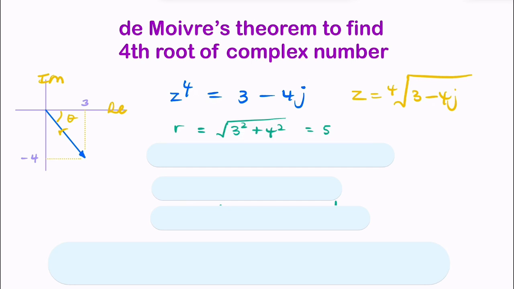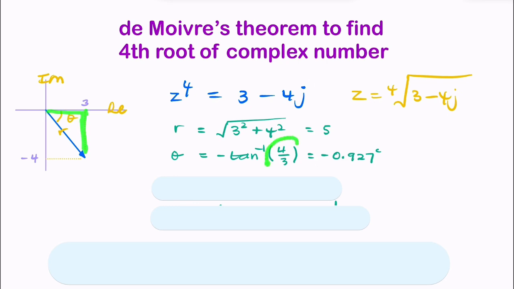So to find r, it would simply be the real squared plus the imaginary squared under a square root, so that's 5. And to find theta, it would be the inverse tangent of the imaginary divided by the real. And the negative sign there is because this angle is actually a clockwise angle from the real axis, whereas in polar we generally measure anti-clockwise. So that's our r and theta.